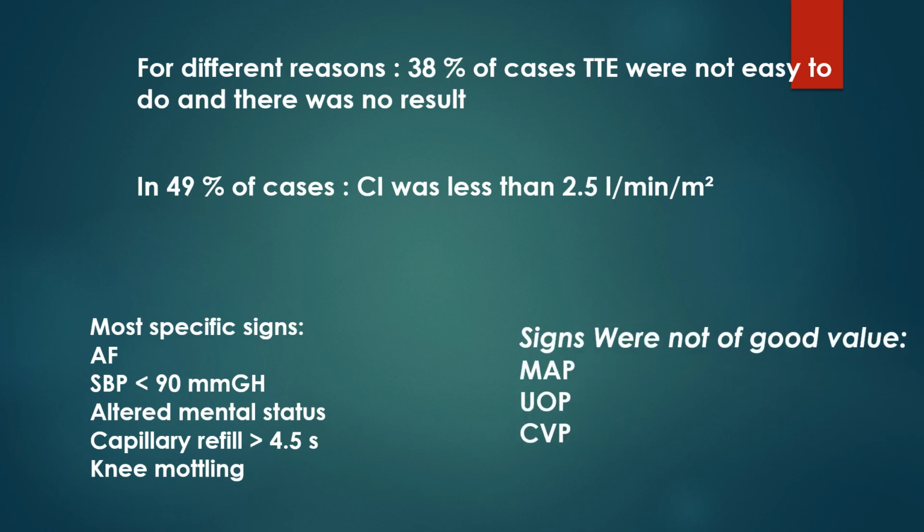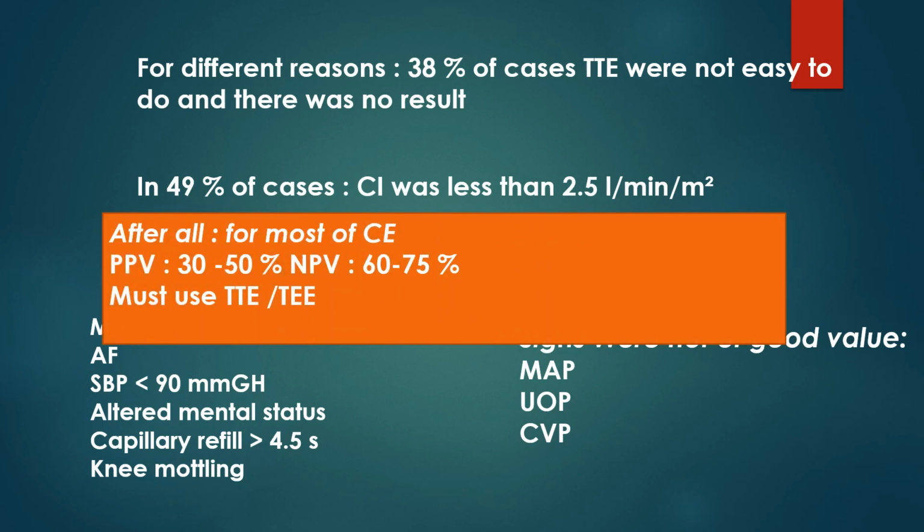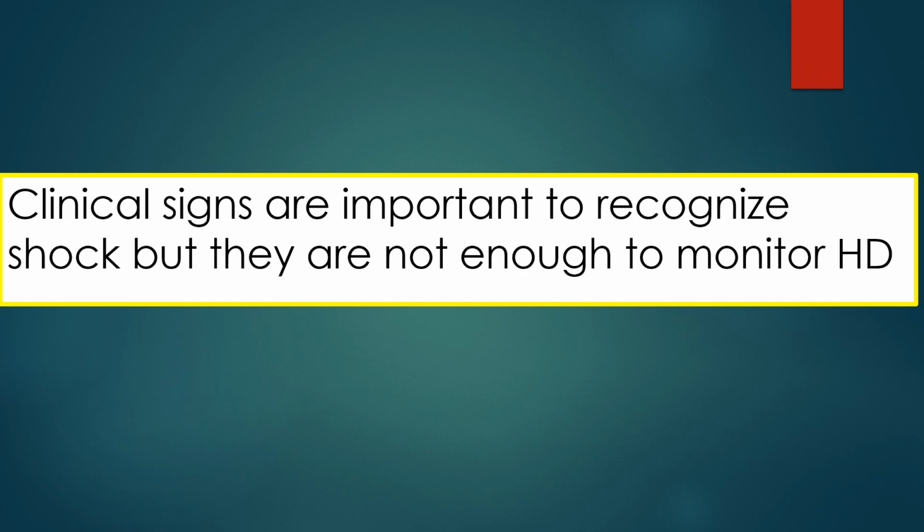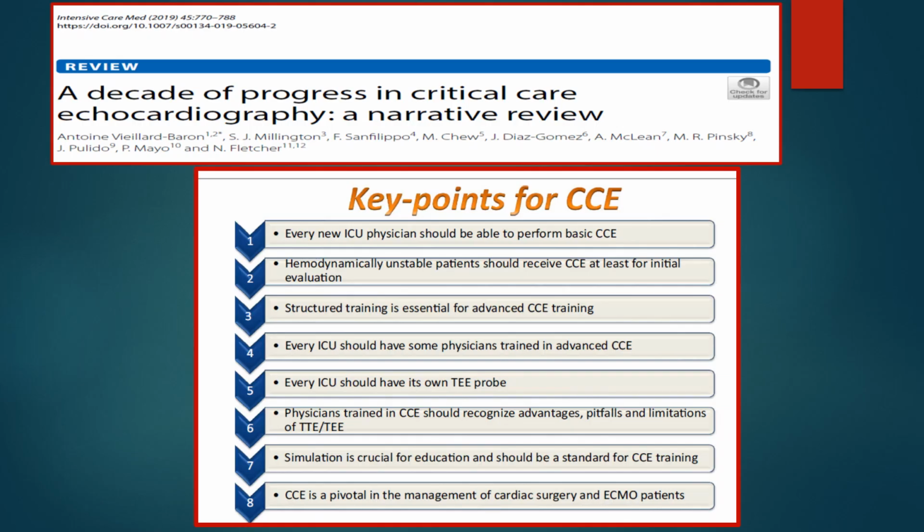Signs found not to be good are the mean arterial blood pressure, urine output, or central venous pressure. You cannot rely on these to predict whether I have a normal or abnormal cardiac index. So the positive predictive value and negative predictive value of clinical signs and symptoms are not that great, while if you use transthoracic echo, transesophageal echo, or other invasive or semi-invasive hemodynamic monitoring, it's found to be much better to predict the hemodynamic instability.